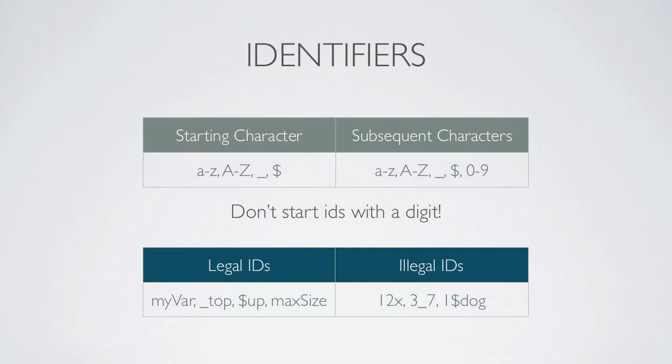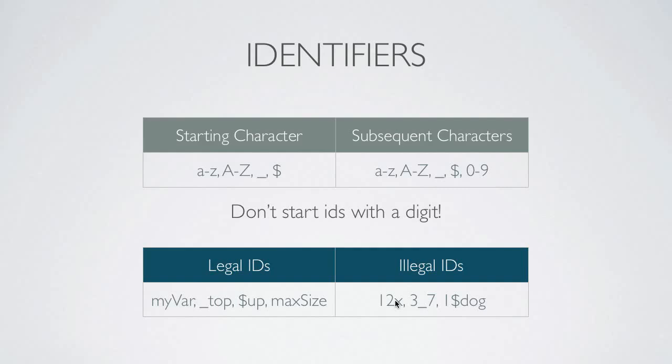All right, well, let's look at how we create identifiers in Java. This is a simple thing, but very fundamental. The rule is that letters, underscore, and $ can be the starting character, and subsequent characters of an ID can also include digits. An ID is anything that has a name in Java, like a variable name, a method name, or a class name. So my takeaway is don't start IDs with digits. These would be legal IDs: myvar, underscore top, up, max size. These would all be illegal IDs, and you would get a compile error if you tried to create a variable called 12x. All right.